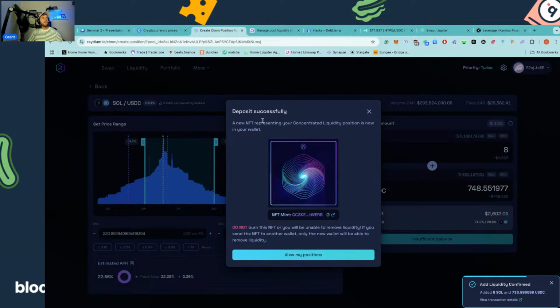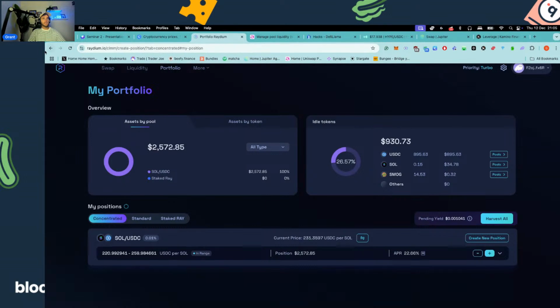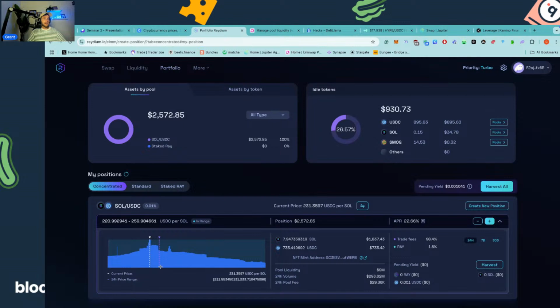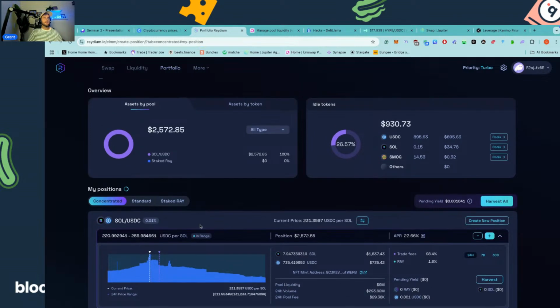Cool. So your deposit is represented as an NFT. You can trade that NFT if you want, but just don't. And then you can go and check your positions on the portfolio dashboard. It's saying I'm in range, so I'm earning fees. Happy days. I started off with 7.94 Sol and $735 USDC. Trading fees looking at roughly 98.4% annualized. So yeah, all happy days. Then you can just monitor this, see if it's worth your while, and then away you go.